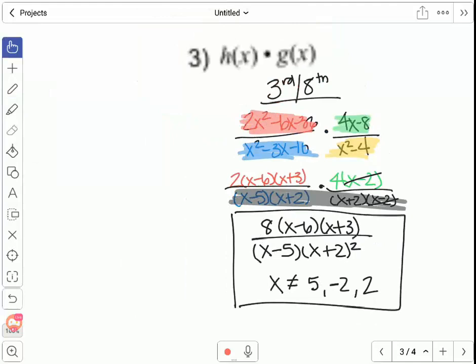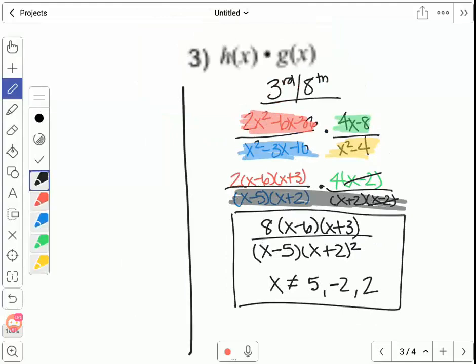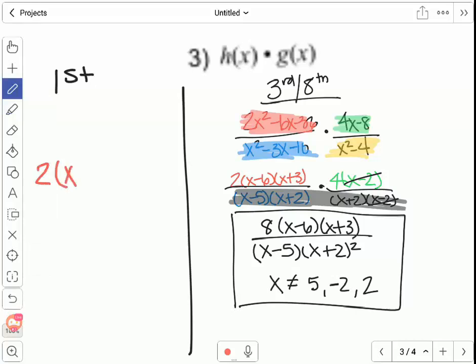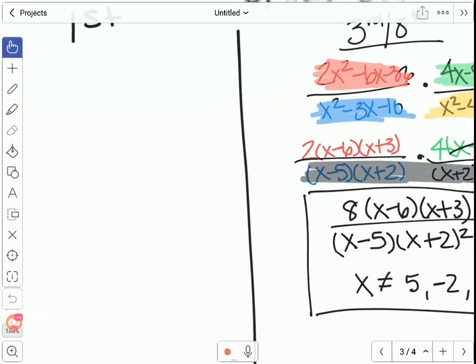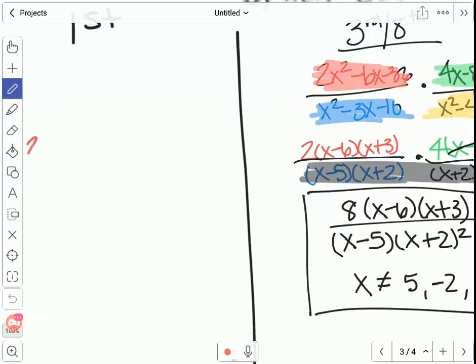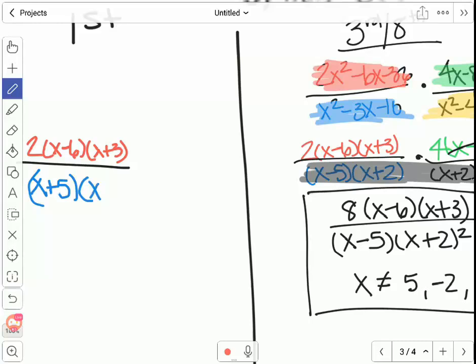If you are in my first period class, then your answer to this problem is going to look slightly different. I'm going to start at this step here, 2 times x minus 6. Let me write that a little bit smaller. Okay, so we'll have 2 times x minus 6 times x plus 3 divided by, and the way your problem is going to factor in the denominator, it is going to be x plus 5 times x plus minus 2. Those signs are going to be flipped.